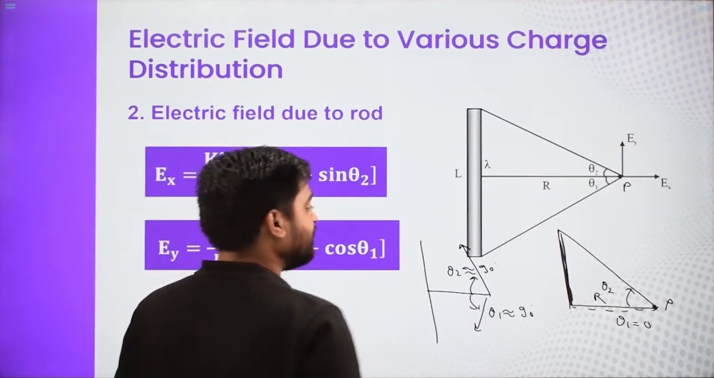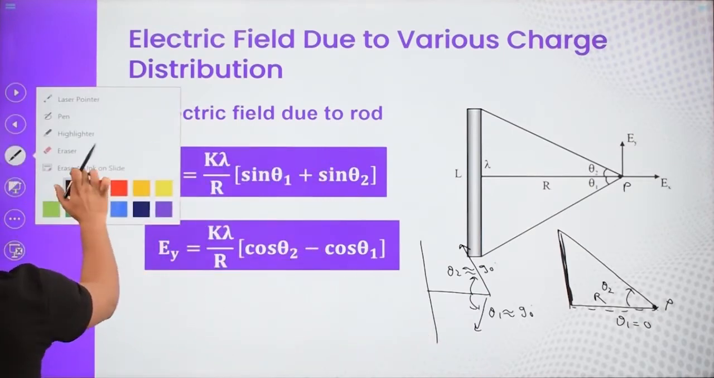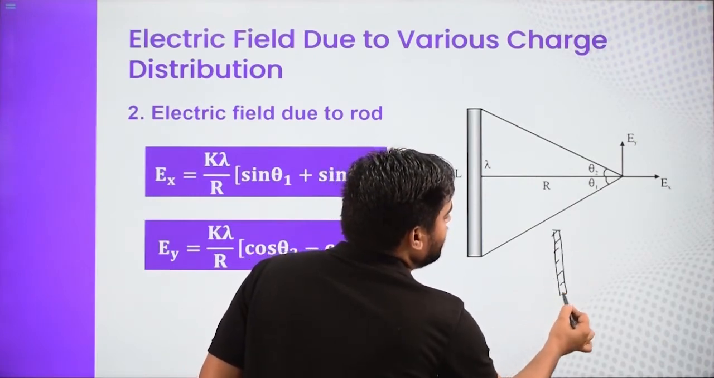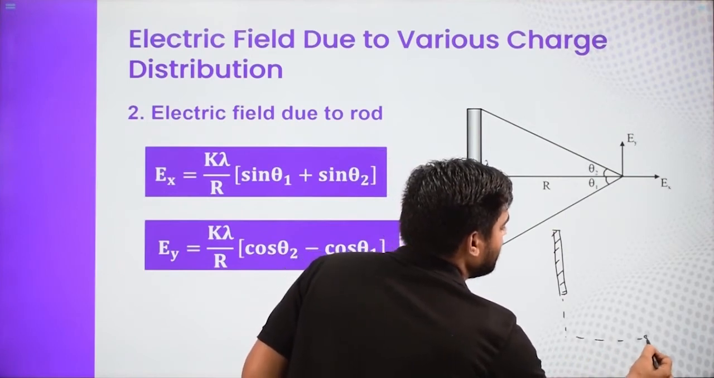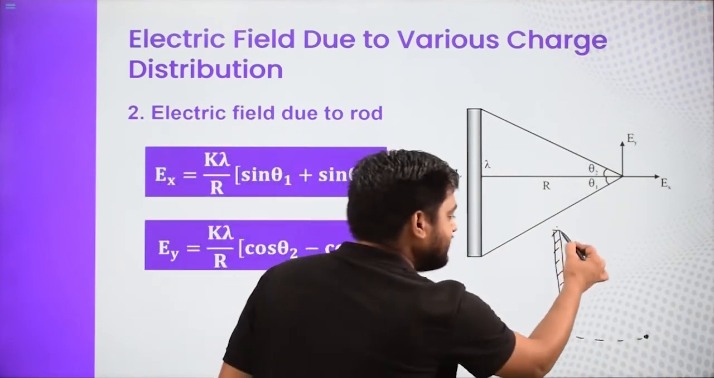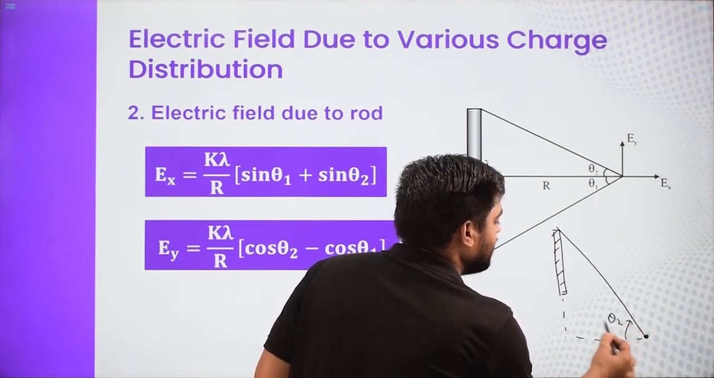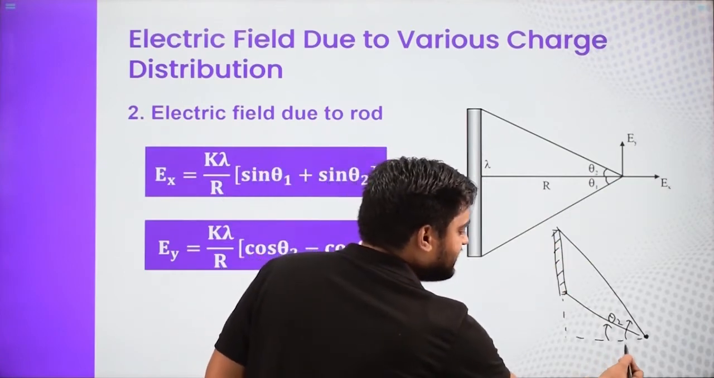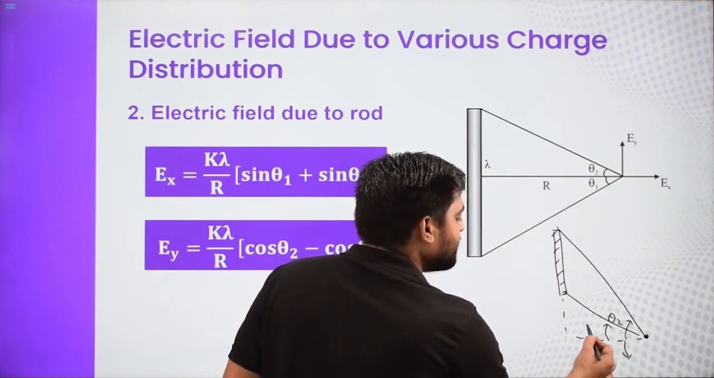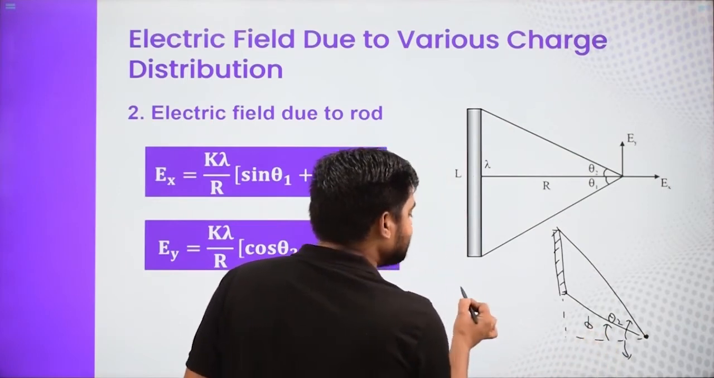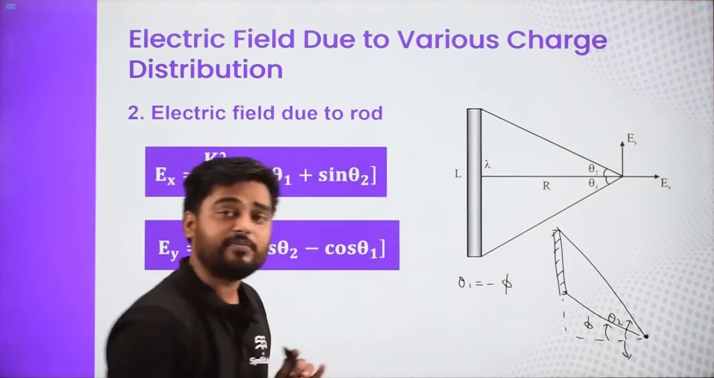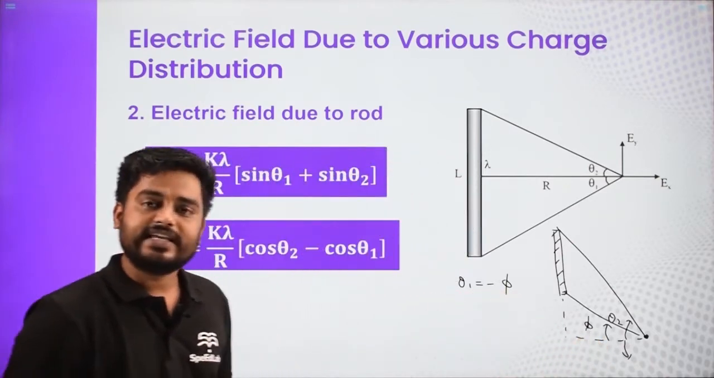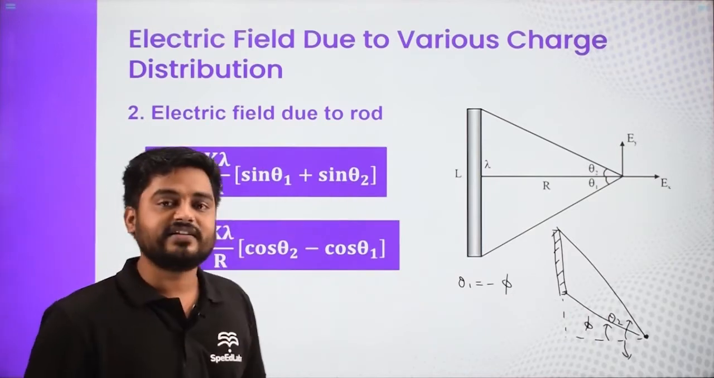And what if the point is outside? Suppose this is a finite rod, and we have to get the field over here. Then we take this angle as theta 2, and this angle, theta 1, we take below. So theta 1 is on that side. Suppose this angle is 5, then I say that theta 1 is negative of 5. So the formulas will be the same. Just put your theta 1 as negative 5, given that this angle is 5. You will get Ex and Ey by putting the values of theta 1 and theta 2 in this formula.